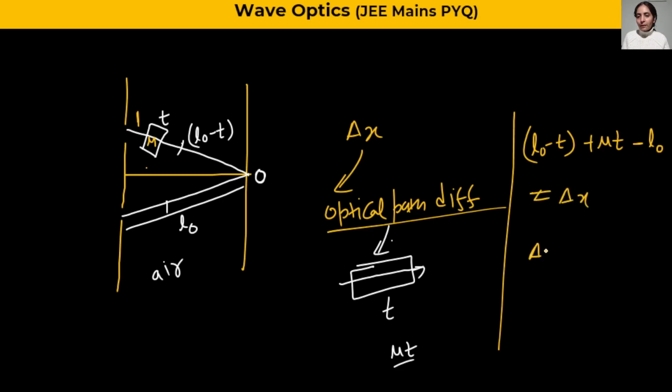और अगर आप डेल्टा x को निकालो आपको क्या मिल रहा है, ये मिल रहा है mu t minus t. So this is equal to t (mu minus 1). This is the path difference, extra path difference at this point we are getting. So this point will no longer be the point of central maxima. This is going to be a different point. Maybe this is another maxima or some minima. Okay. So this is getting shifted by this thing.